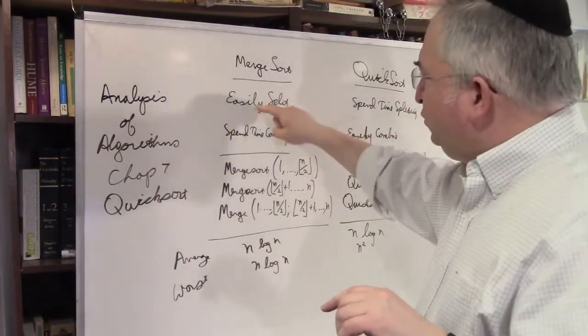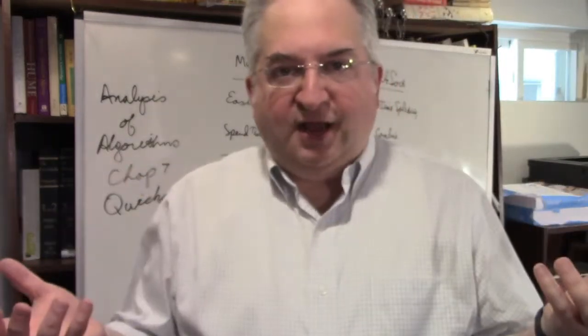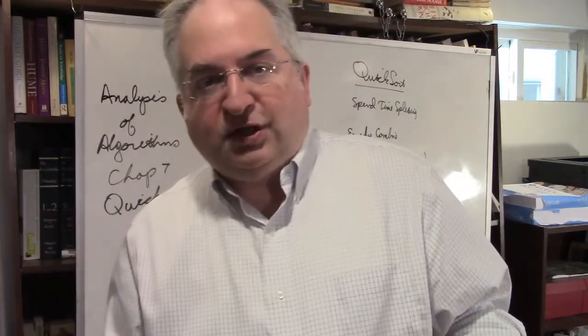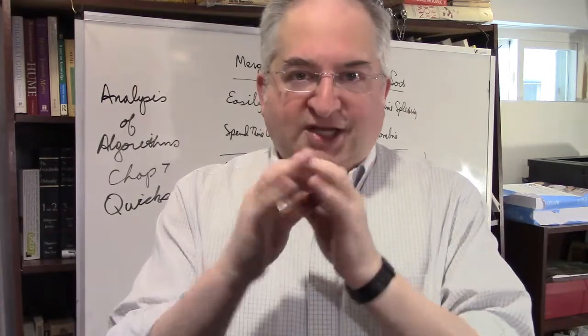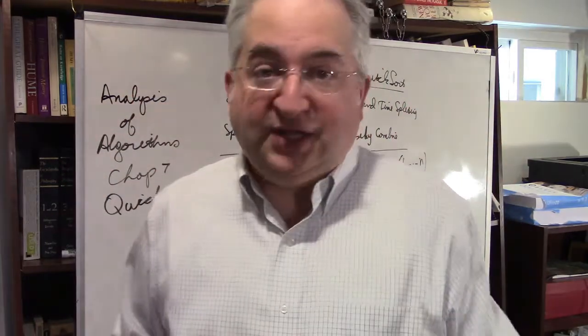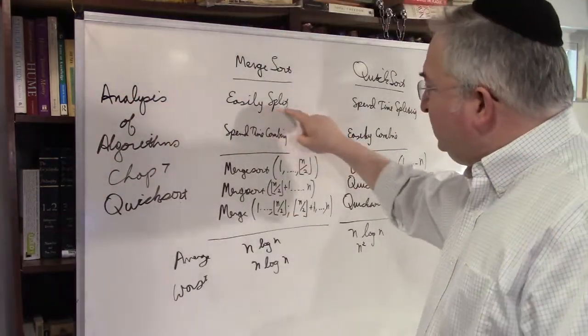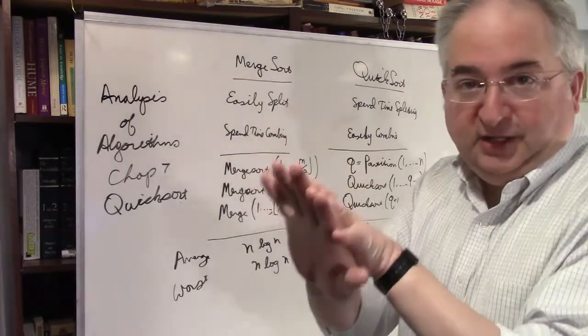In merge sort, we easily split the numbers. We take the numbers and chop them in half. Then we sort the left side, sort the right side, and then we slowly merge it together. By slowly, I mean it takes n to bring together two sorted arrays. So this is merge sort: easily split, spend time combining.